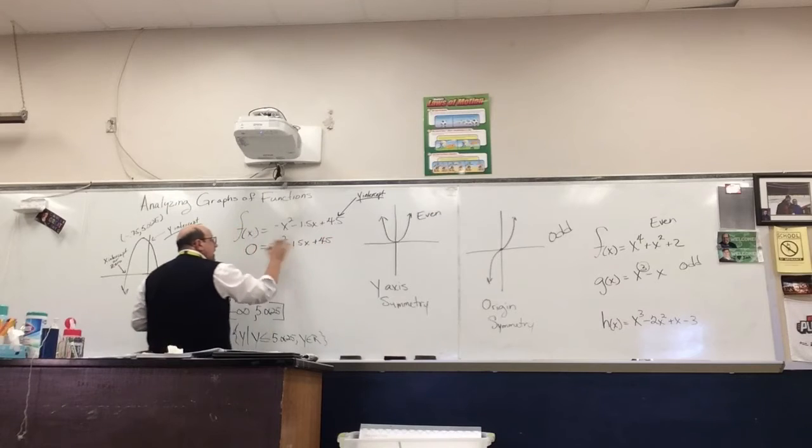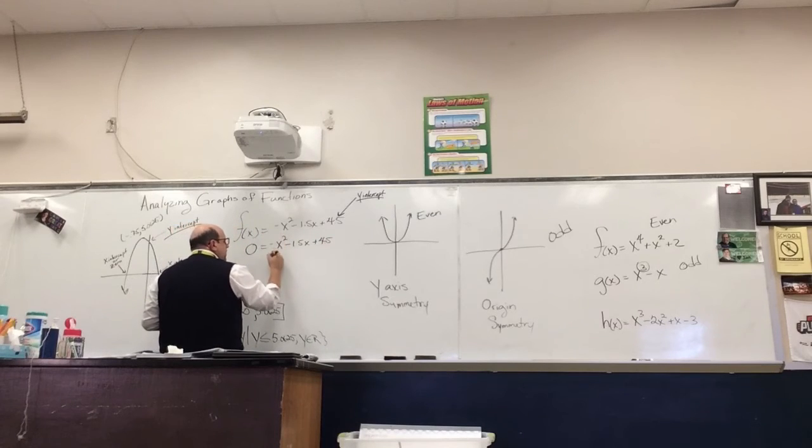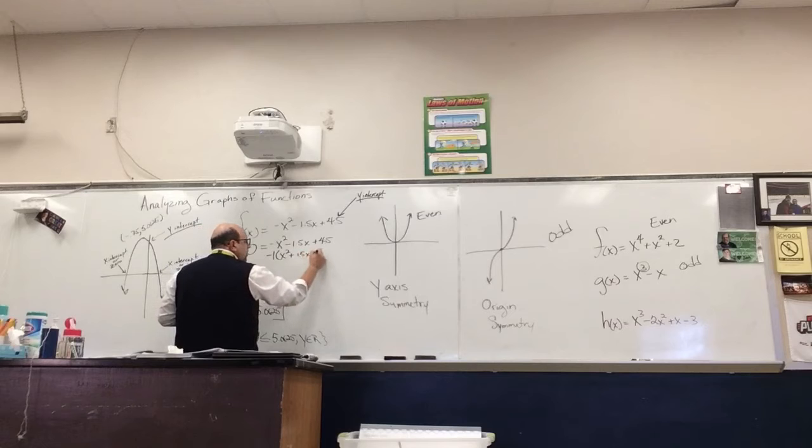All right, well, I can't do anything with this. I don't like this negative. I'm going to factor out a negative 1. And I'm going to rewrite it as x squared plus 1.5x minus 4.5. And I'm going to say to myself, hey, I know how to factor this.